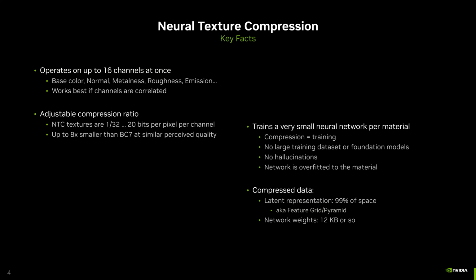The compressed data that comes out of NTC contains the latent representation, which is basically a tensor of numbers whose size is proportional to the size of the original textures. And that latent tensor, or feature grid, or feature pyramid, takes almost all of the space of the compressed texture set. And then there are the weights for the MLP that take something like 12 kilobytes, regardless of the resolution.